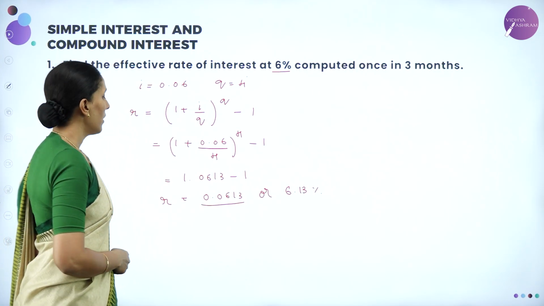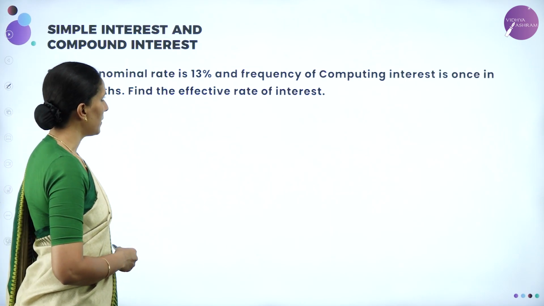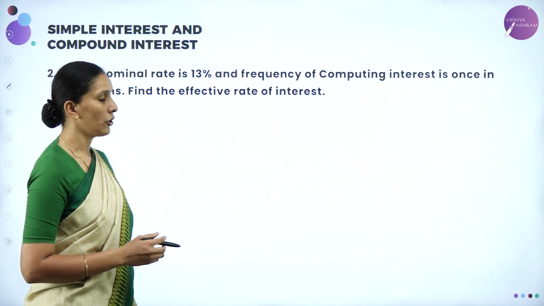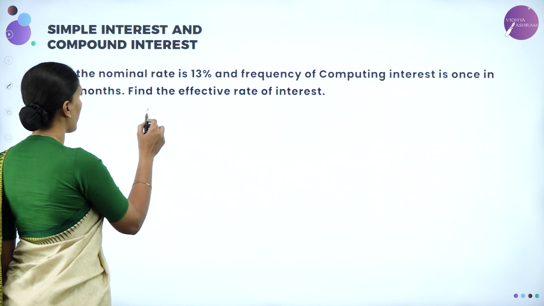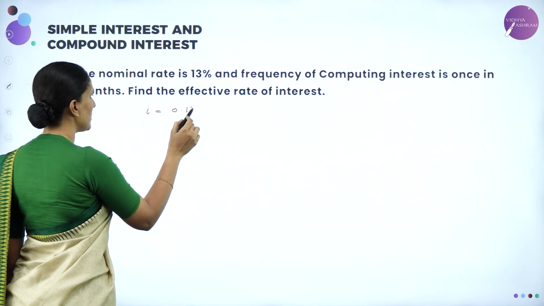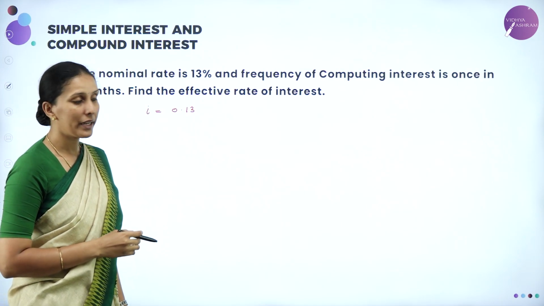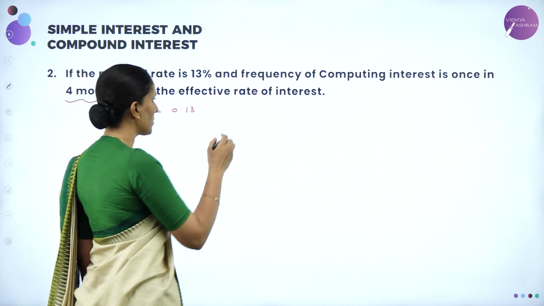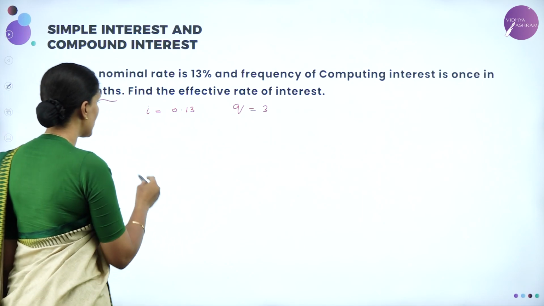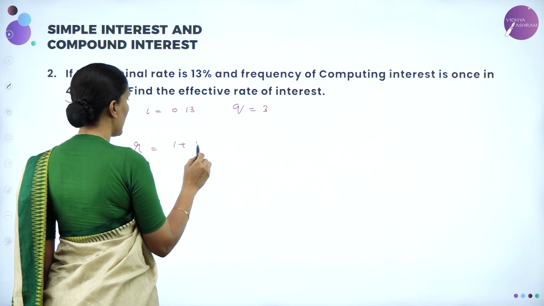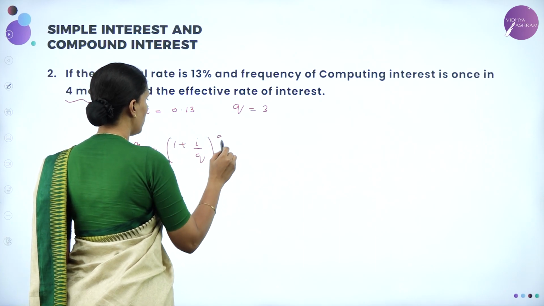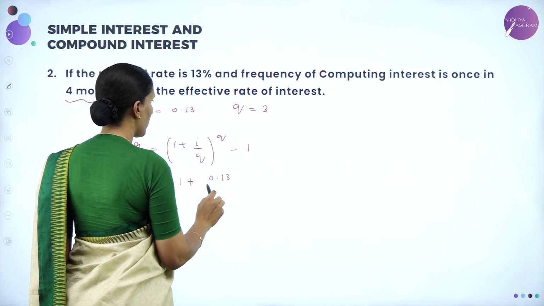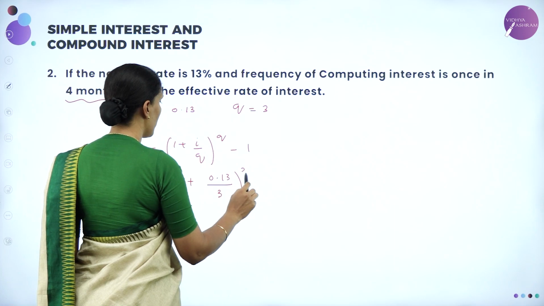Next problem: if the nominal rate is 13%, and the frequency of computing interest is once in 4 months, find the effective rate of interest. So the nominal rate is nothing but your I, which is 13%, which can be written as 0.13, and the frequency of computing interest in a year is nothing but your Q. So here once in 4 months means in a year it is 3. So therefore Q is equal to 3. So thus the effective rate of interest is 1 plus I by Q, whole to the power Q, minus 1. So this is equal to 1 plus 0.13 by 3, whole to the power 3, minus 1.